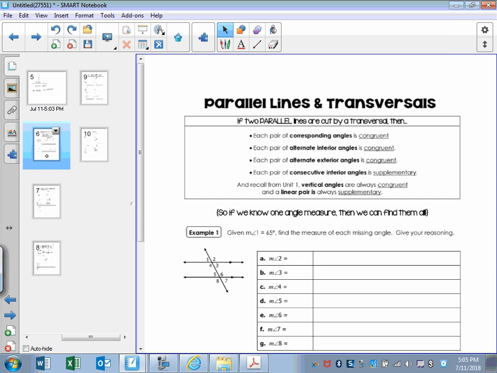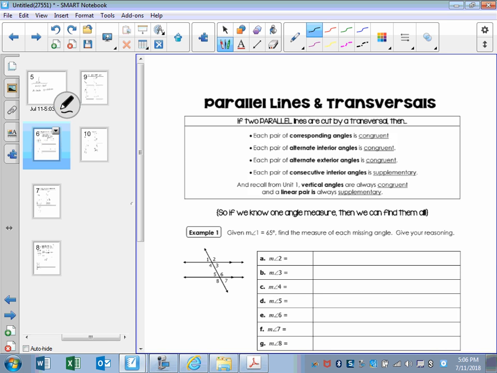So moving on, parallel lines and transversals. If two parallel lines are cut by a transversal, then we know a couple things. Corresponding angles are congruent. Alternate interior angles are congruent. Consecutive angles are supplementary. Alternate exterior angles are congruent. So we're going to just make a little note.